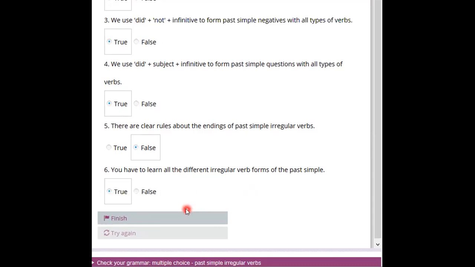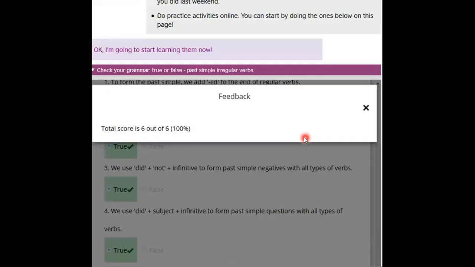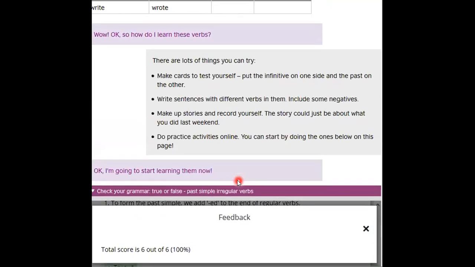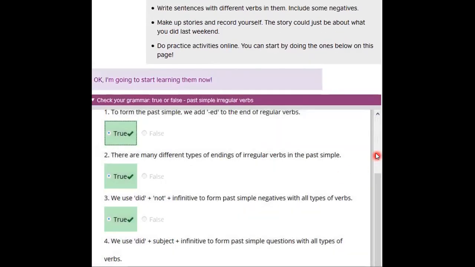So true. Let's check if we answered correctly. Finish. All right. Total score is 6 out of 6. So it is 100% correct.